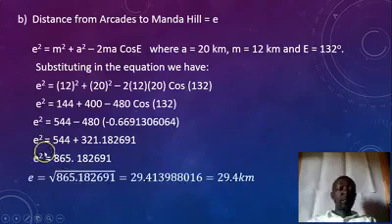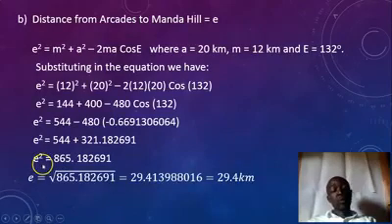So to get rid of this square, we are going to introduce the square root on both sides. So we are going to have E is equal to the square root of 865.18261, which will give us 29.413988016, which will give us 29.4 when we do it using our calculators. And this is the answer for the second question. That is the distance that we have between Arcades and Mandayo, which is 29.4 to 3 significant figures, or to 1 decimal place.